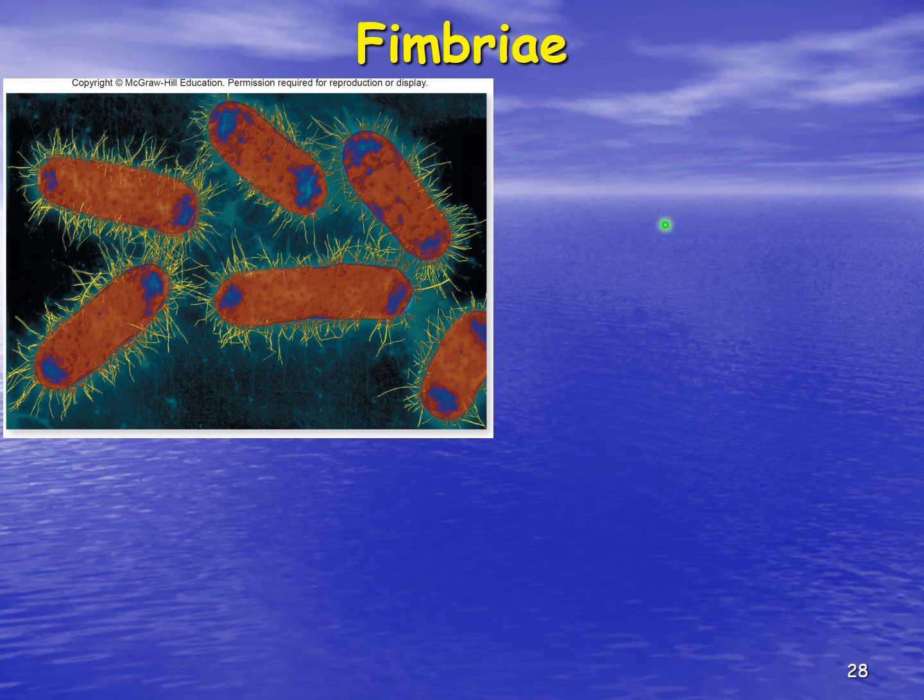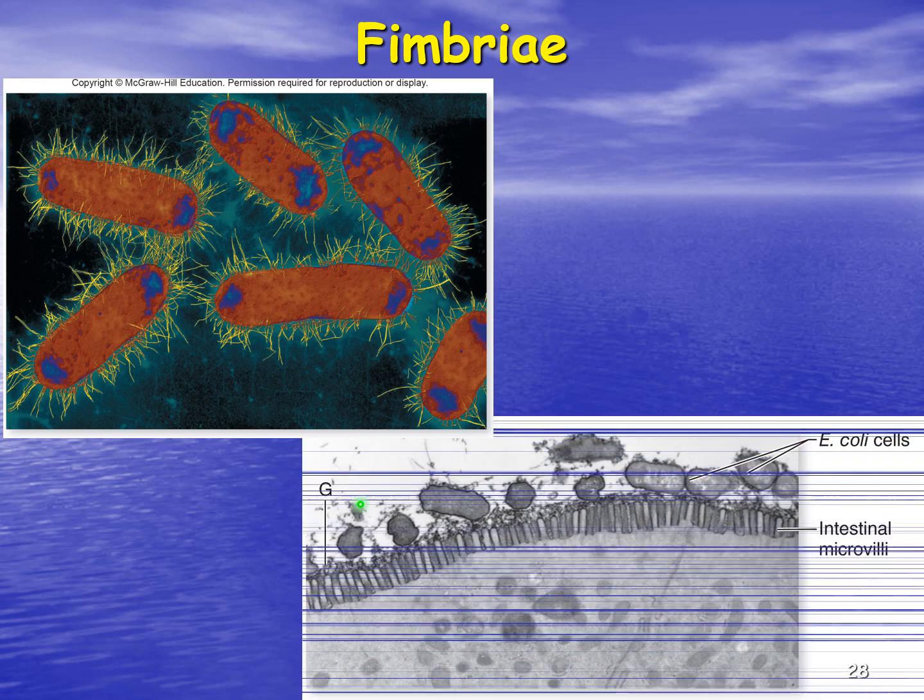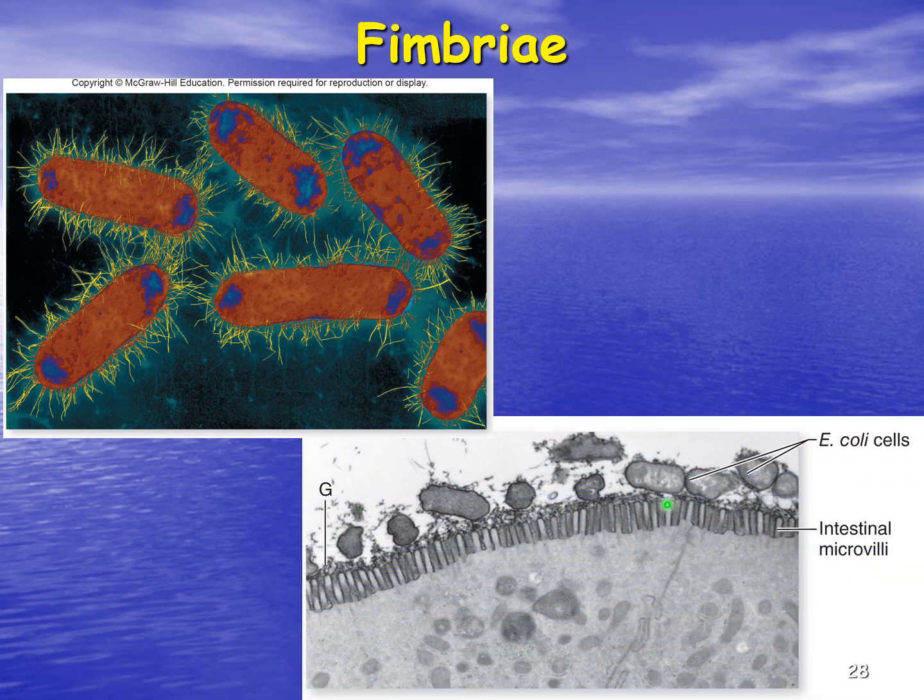So here's a good picture of these kind of short little stubby fimbriae. If one of these had a flagellum, it would be much longer than the fimbriae. And this is actually E. coli, and this is the microvilli of the intestinal mucosal cell, and these fimbriae are actually helping stick those E. coli onto the surface of that epithelial cell.